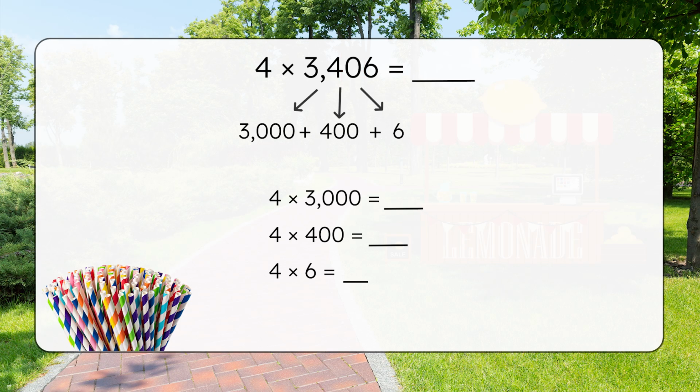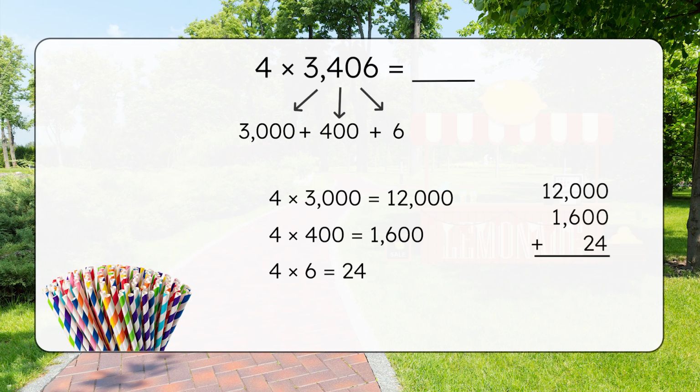4 times 3,000 equals 12,000. 4 times 400 equals 1,600. And 4 times 6 equals 24. Add the partial products. 12,000 plus 1,600 plus 24 equals 13,624 straws.